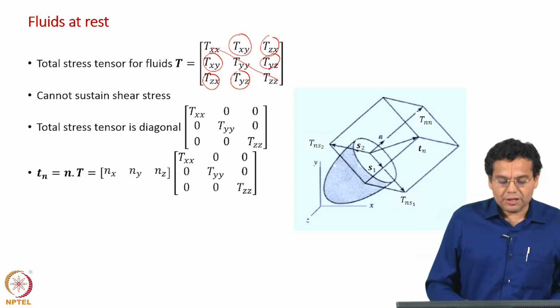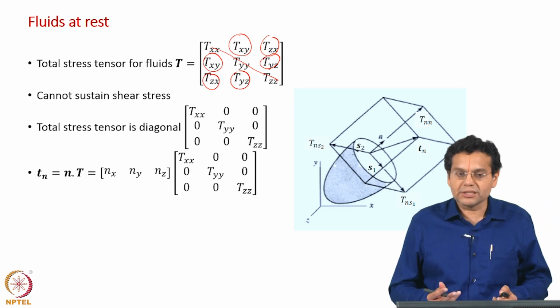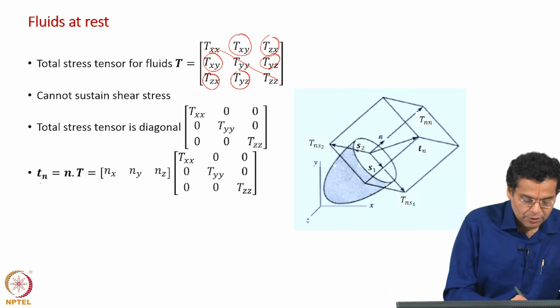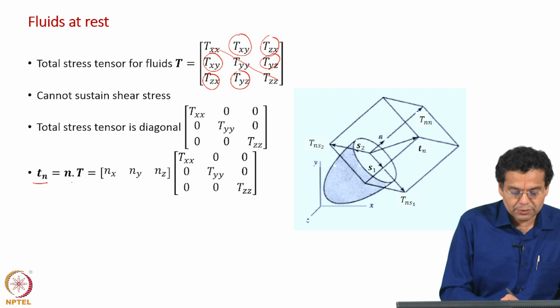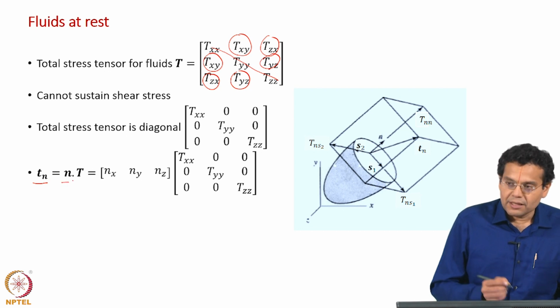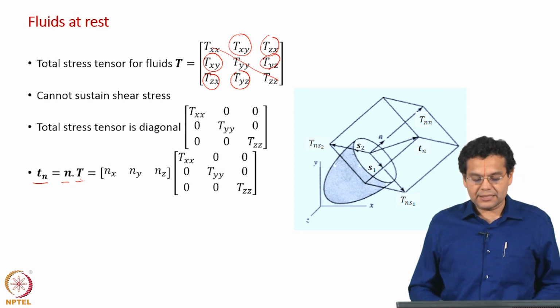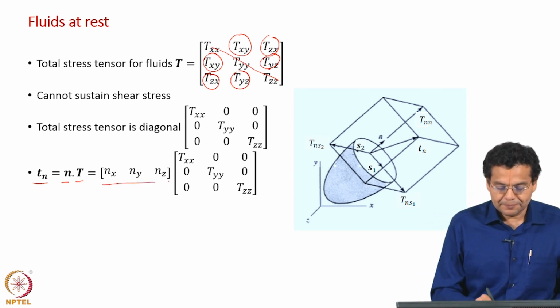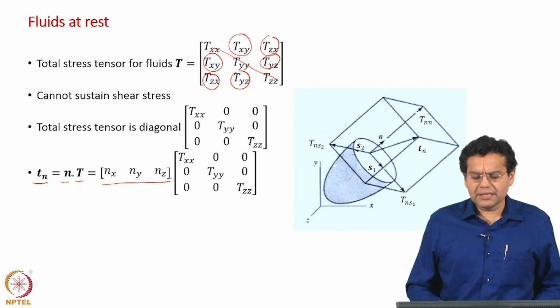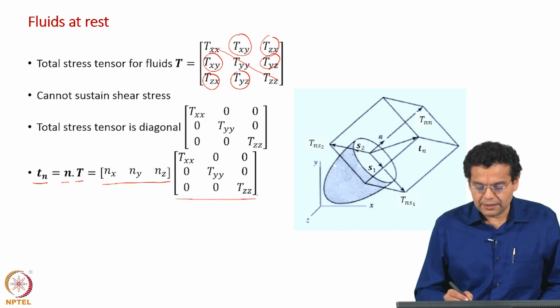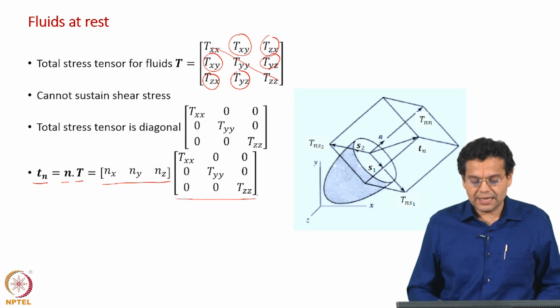We apply the Cauchy's formula. We have also seen that the Cauchy's formula is applicable for fluids as well in terms of total stress tensor. The total stress vector is equal to the normal, for our understanding, matrix multiplication with the total stress tensor. So, these are the components of the unit normal vector, and then these are the components of the stress tensor. It is a matrix, only the diagonal components are there.